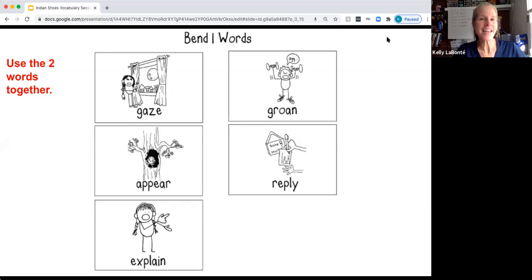Today is another day that we can learn gaze, appear, explain, groan, reply. We can learn those words even better than when we knew them yesterday. We're getting pretty good at these words.